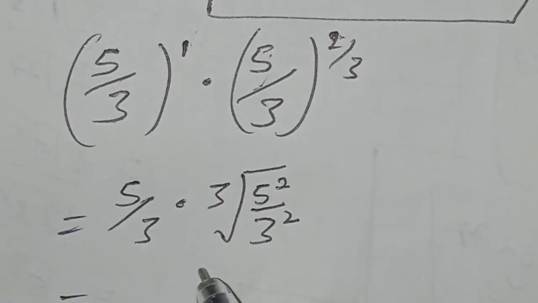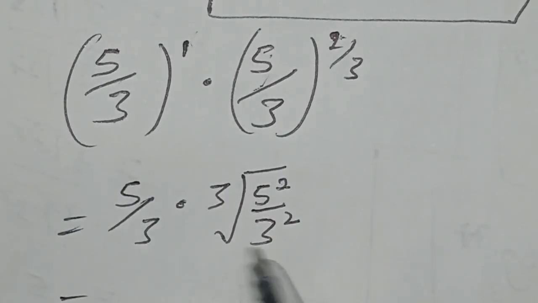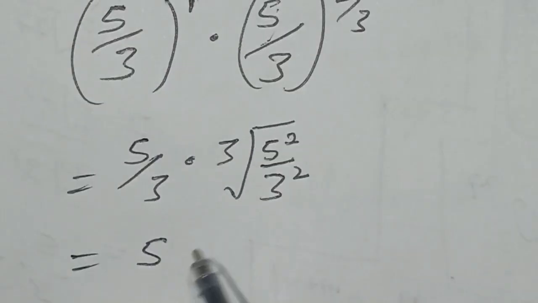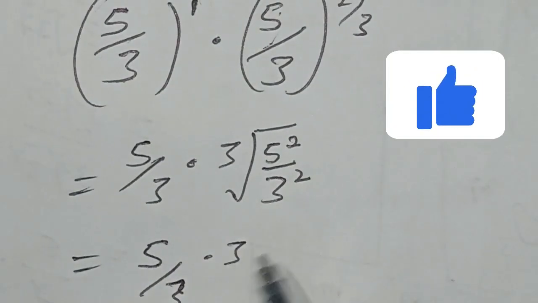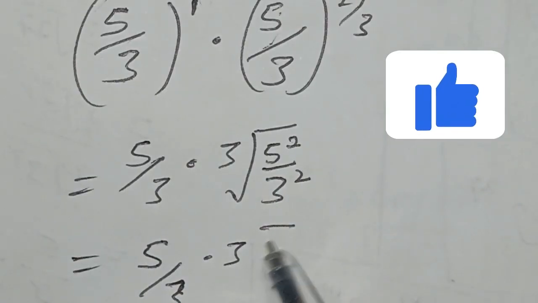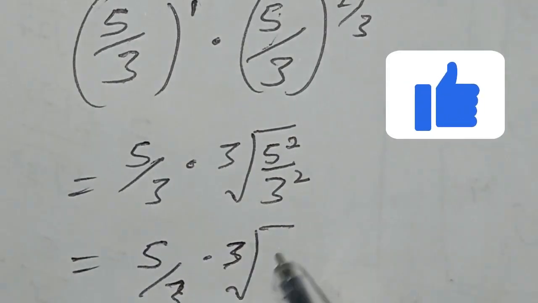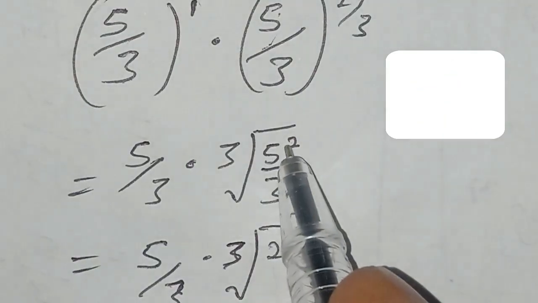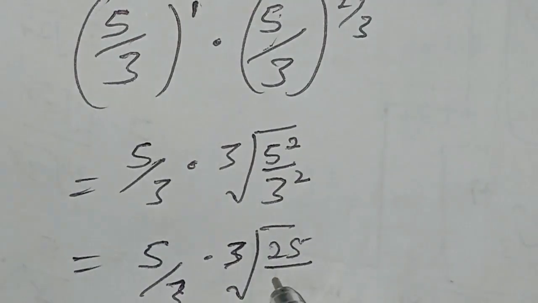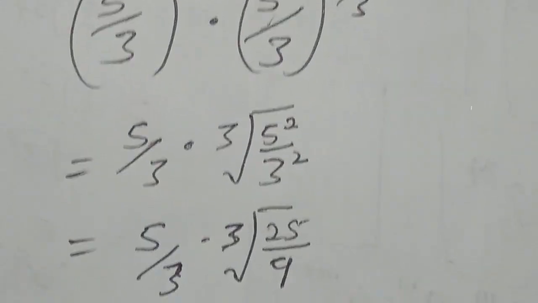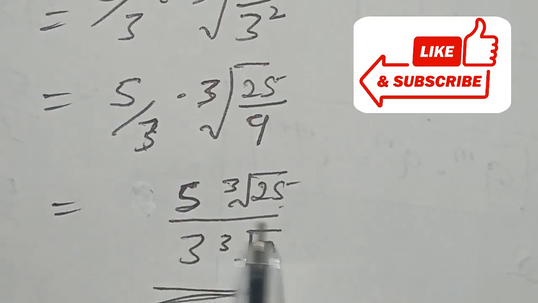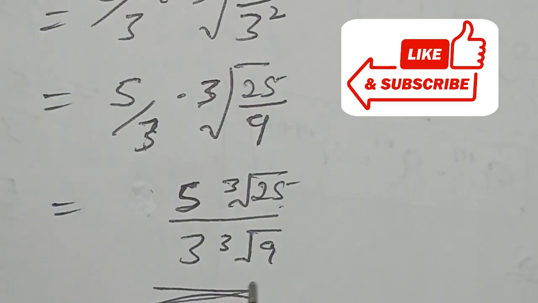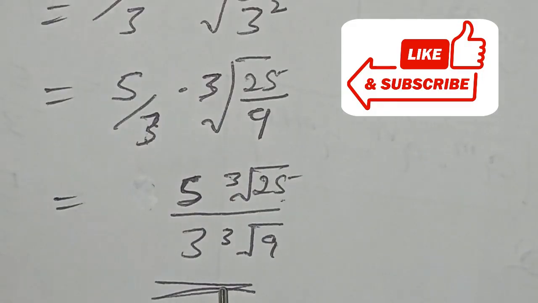So we have this expression. And from here, this becomes 5 over 3 multiplied by the cube root of 25, since 5 squared is 25, and 3 squared is given by 9. Now this can be written as 5 cube root of 25 over 3 cube root of 9, which is the final simplification using the shortcut.